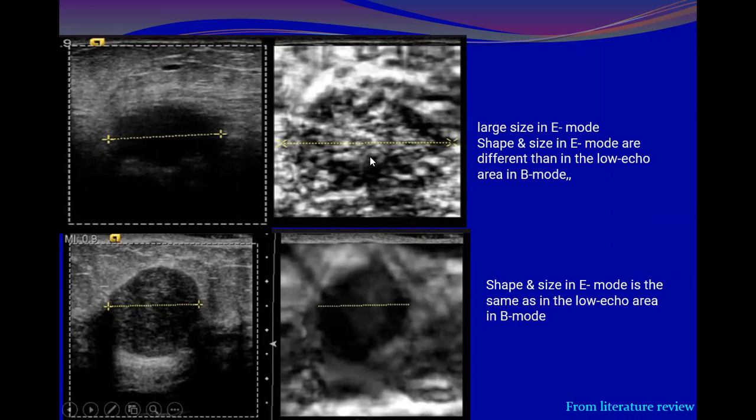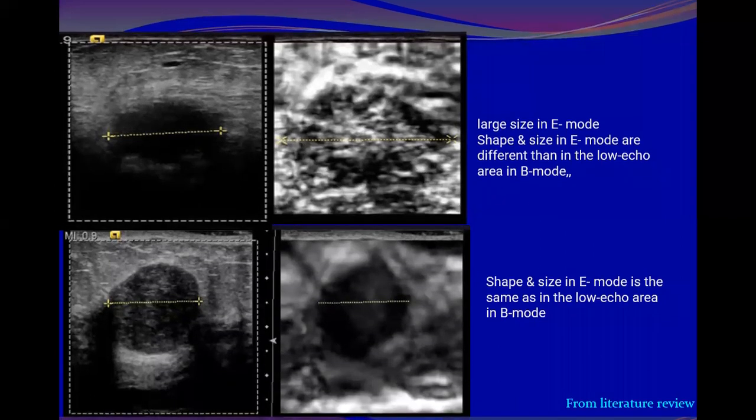In this case, what is the difference between the two? In the elastography, the lesion is increased in size, larger. And even the shape of the lesion is different, and textures and everything. So this is malignant, a suspicious, usually stiff lesion, while seen usually with malignancy, and with a benign lesion, usually the same size or even less. Okay, same shape and same size.